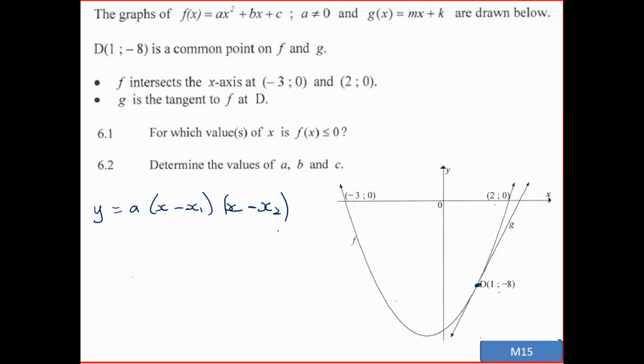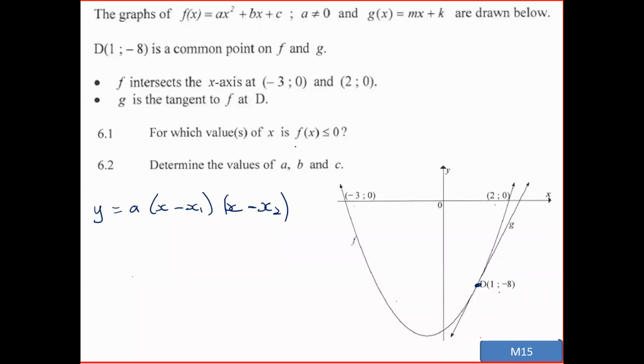Mr. Bingo? You have this equation. Well done. But anyway, let's read the question first.